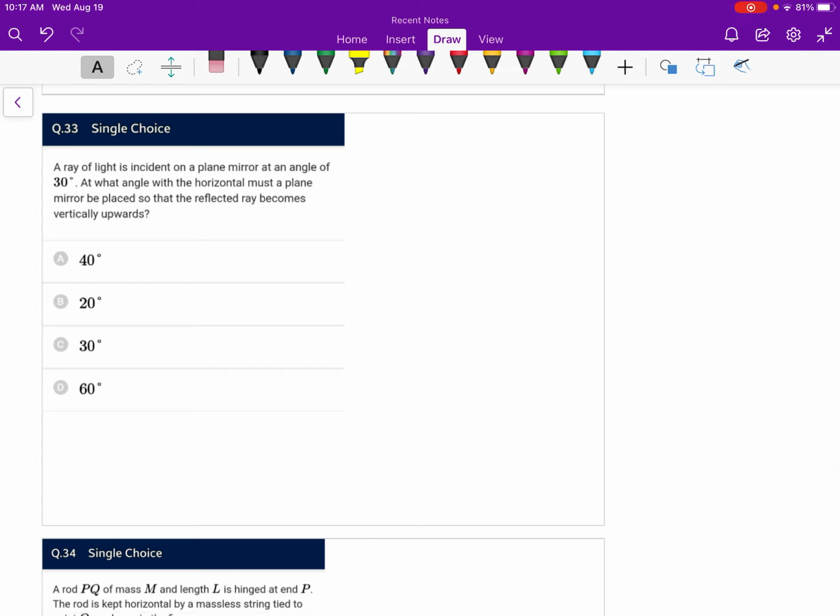A ray of light is incident on a plane mirror at an angle of 30 degree. At what angle with the horizontal must the mirror be placed so that the ray becomes vertical? We need to take this angle with the surface of the mirror. So on the mirror, the light ray is incident at 30 degree and gets reflected at 30 degree. Now we want this ray to be vertical. So the reflected ray should turn by 60 degree.